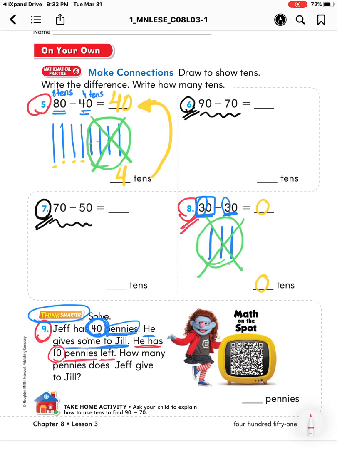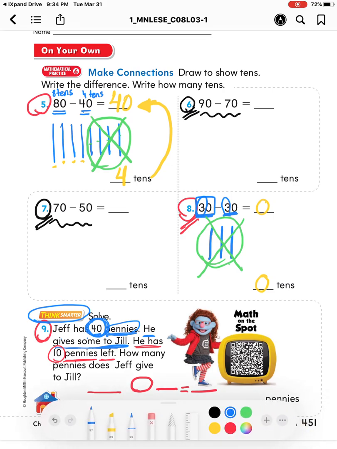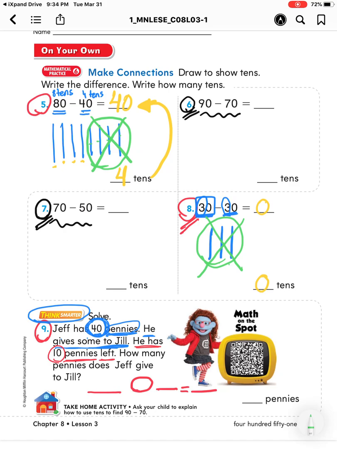Now, I want to ask you a question. Jeff has 40 pennies, and this is the biggest number, okay? So this is the whole or the part? Excellent, it's the whole, because this is the biggest number. This is what Jeff has, right? So in the subtraction, let's do a subtraction sentence here, just like this and this, okay? So 40 here is the whole. It's the biggest number.